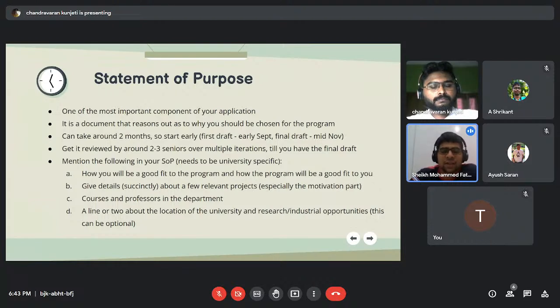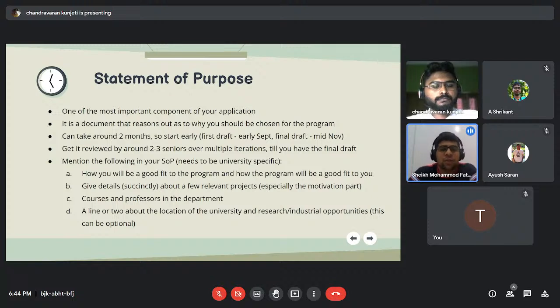And once you have your final draft ready by mid-November, it is just a few changes that you need to make such that the SOP becomes university specific. And keep in mind that it is very important to keep the SOP university specific, and you should include a few details that I'll be going over. So get it reviewed by 2 to 3 seniors and have multiple iterations till a point when you're satisfied with the final draft.